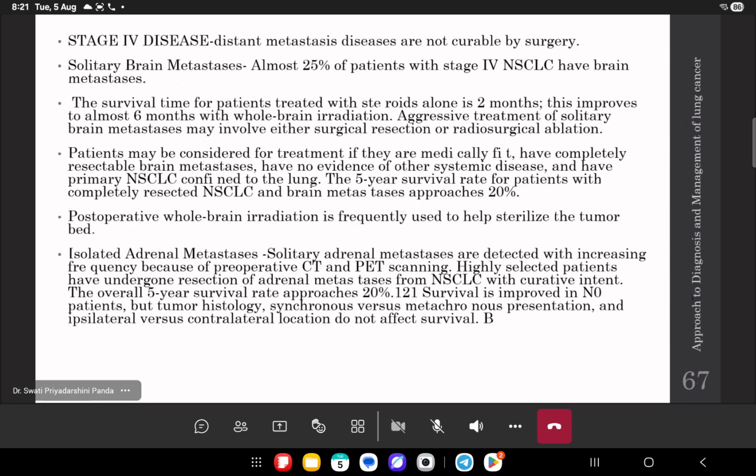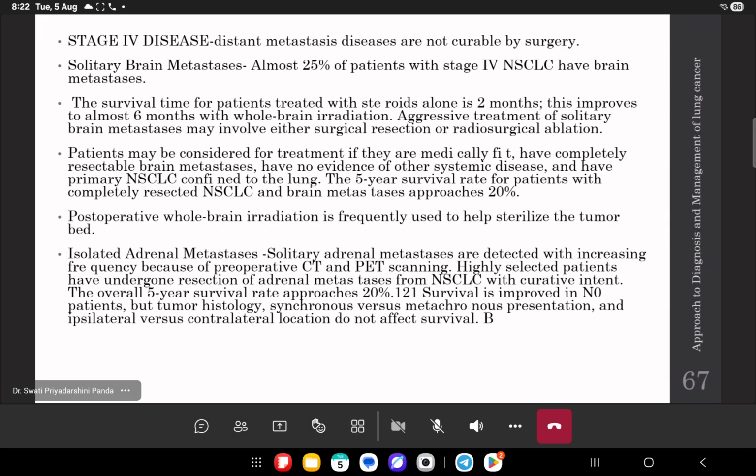Stage 4 disease, distant metastasis, is not curable by surgery. Solitary brain metastasis: almost 25% of patients with stage 4 have brain mets. The survival time for patients treated with steroids alone is 2 months. It improves to 6 months with whole brain radiation. Aggressive treatment of solitary brain mets may involve either surgical resection or radiosurgical ablation.